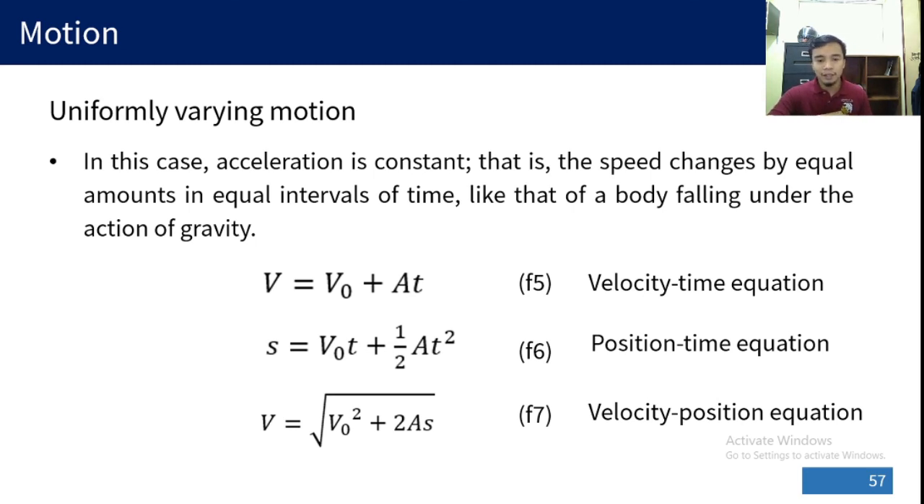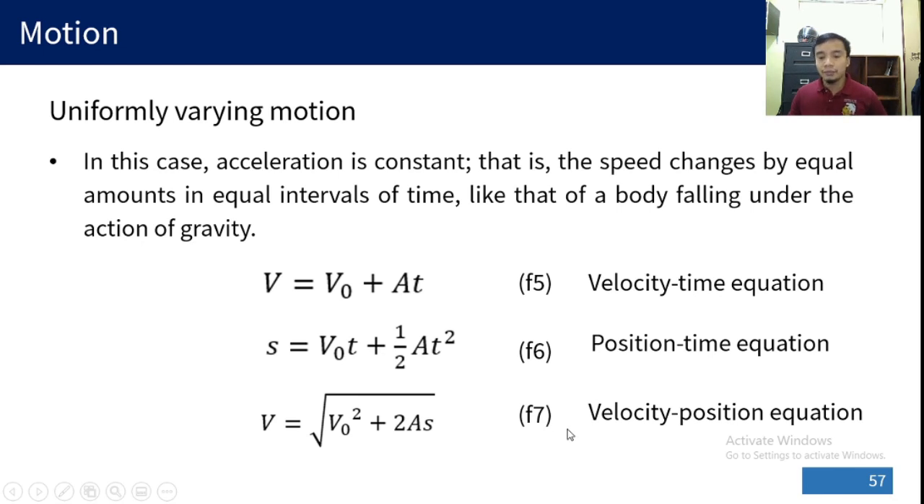So the first equation, F5, or the velocity-time equation, is: the velocity at any time t is equal to v naught plus at, where v naught is the initial velocity and a is the linear acceleration times time t. The second equation is what we call the position-time equation, represented by equation F6: s, or the displacement, is equal to v naught t, the initial velocity times the time consumed, plus 1/2 of the acceleration times the square of the time t. Okay, that is the position-time equation.